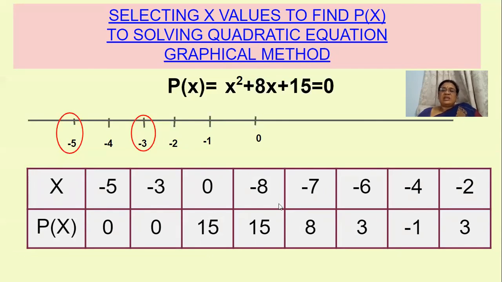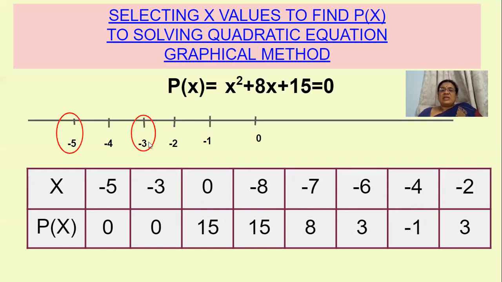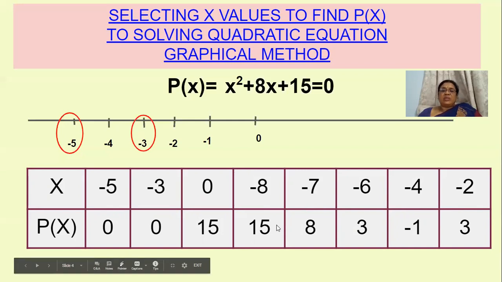See here how I selected the x values. Look carefully. Left of -5, I have taken the numbers -8, -7, -6, and -4 is the number between -5 and -3, isn't it? And -2 is to the right of -3. I have selected x values like this, and I have got the p of x values like this. I'll show how I got these p of x values in the next slide.